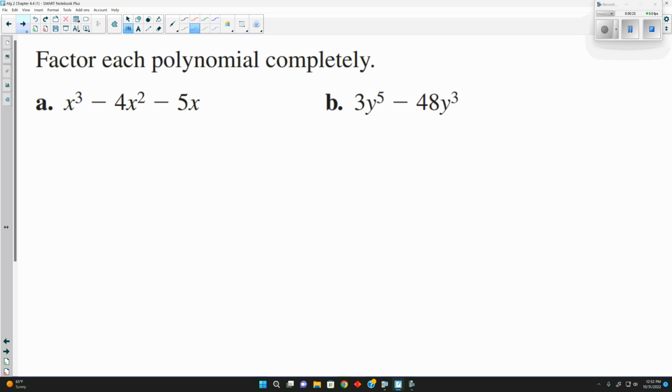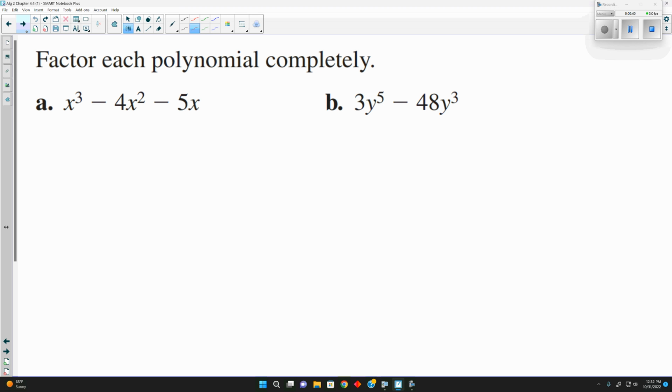All right, guys, so what we're doing today is factoring. So we've done factoring before. We've factored quadratics, and we've done a lot with factoring different types of quadratics. But what we're looking at today is factoring these higher degree polynomial functions.